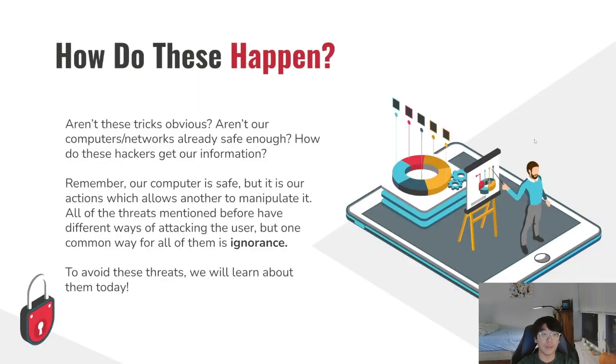So how do these happen? Aren't these tricks obvious? Aren't our computers or networks already safe enough? How do these hackers get our information? Remember, our computer is safe, but it is our actions which allow a hacker to manipulate it. All of the threats mentioned before have different ways of attacking the user, but one common way for all of them is ignorance, or our avoidance to accept them. So to avoid these threats, we will learn about some of them today, to possibly prevent them from happening to you.